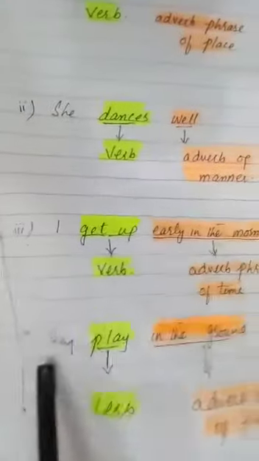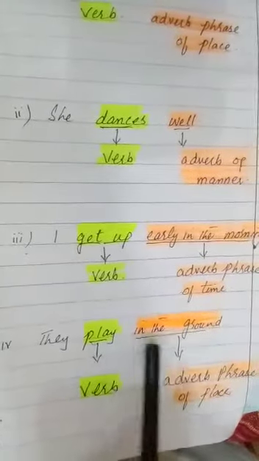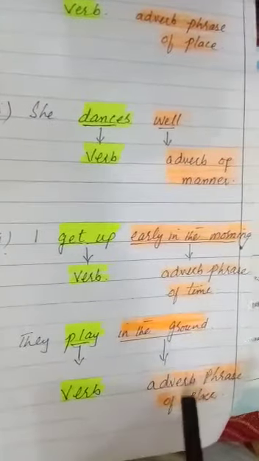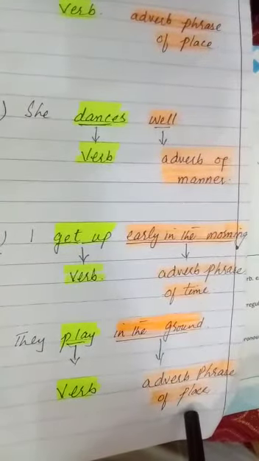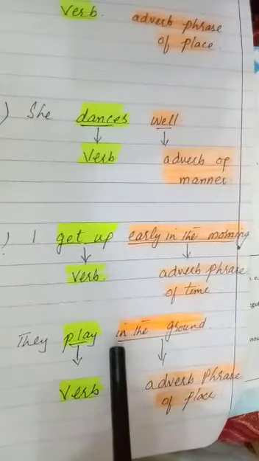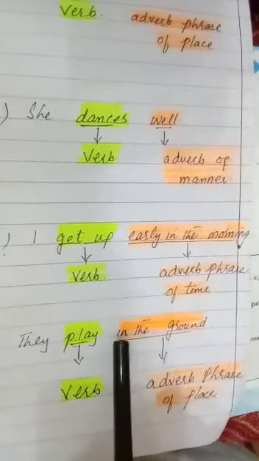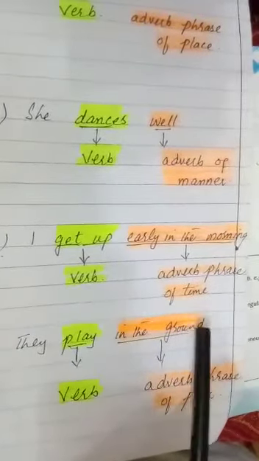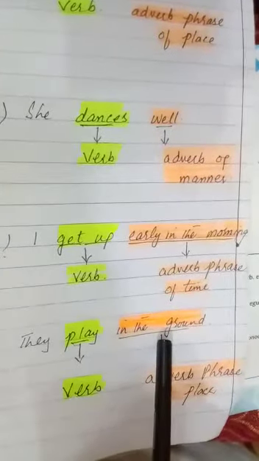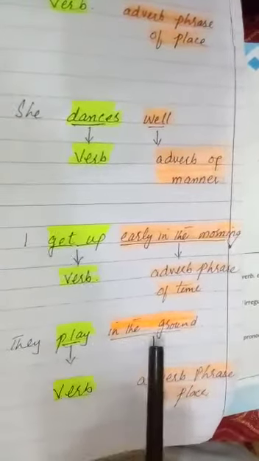Okay, the next is example number 4. They play in the ground. They is the subject, play is the verb, in the ground is an adverb phrase of place because it is showing the place. And one more important thing: when a preposition comes, the word after the preposition is not an object. In the ground is a noun, but it is coming after the preposition, so that is an adverbial phrase of place.